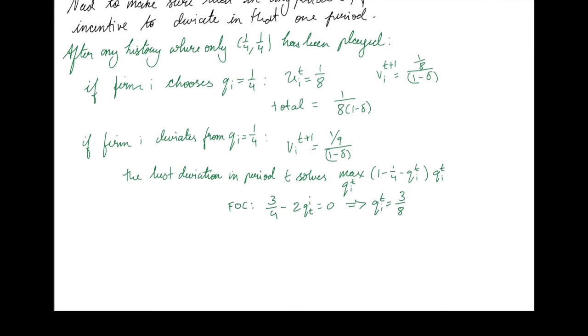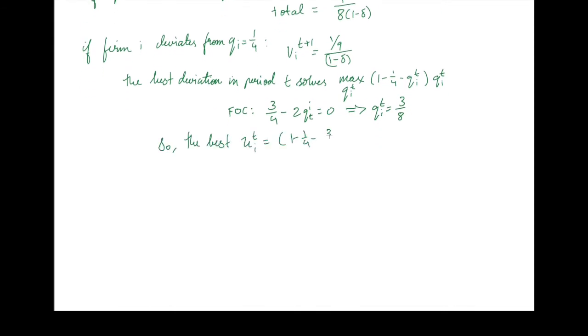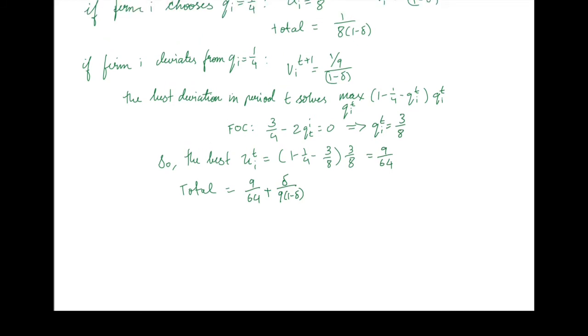So the best period t payoff that firm i could get when they deviate from a quarter is (1 minus 1/4 minus 3/8) times 3/8. That's 9/64. So the total is the period t payoff plus delta times the continuation, so it's 9/64 plus delta times 1/9 divided by 1 minus delta. So that's delta divided by 9 times (1 minus delta). The total that firm i gets from sticking to the grim trigger strategy in period t is 1 over 8 times (1 minus delta). The best that they can do if they deviate is 9/64 plus delta over 9 times (1 minus delta).